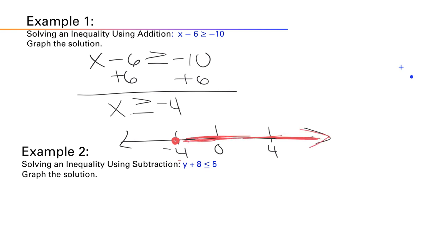I'm going to shade to the right. How can I check if I did that correctly? Is negative 4 a solution to the inequality? Negative 4 is, right?